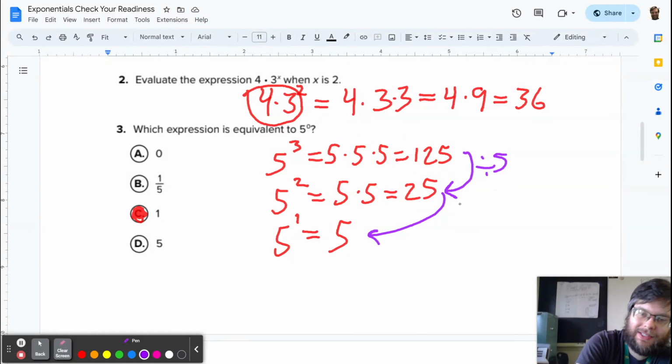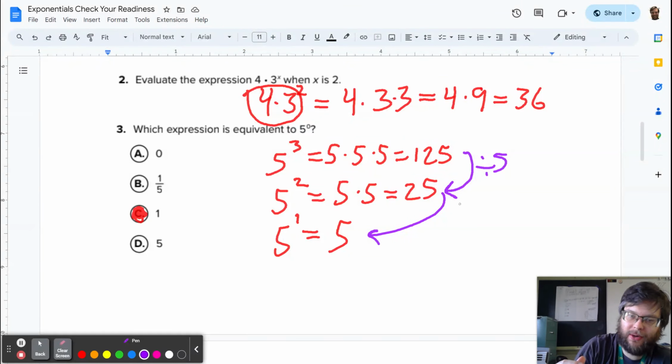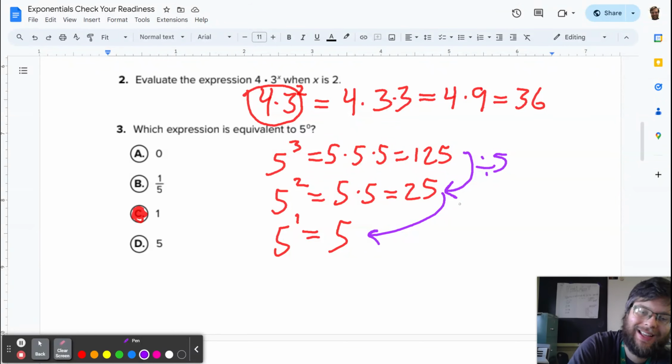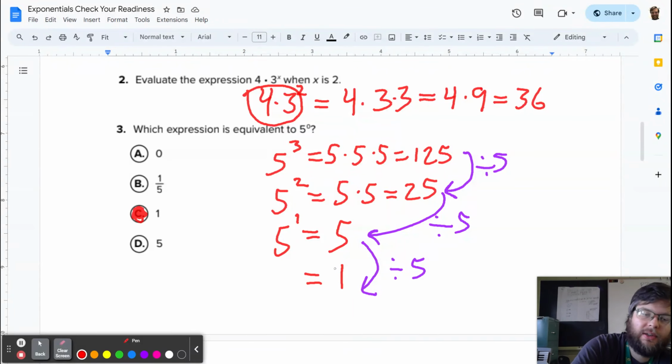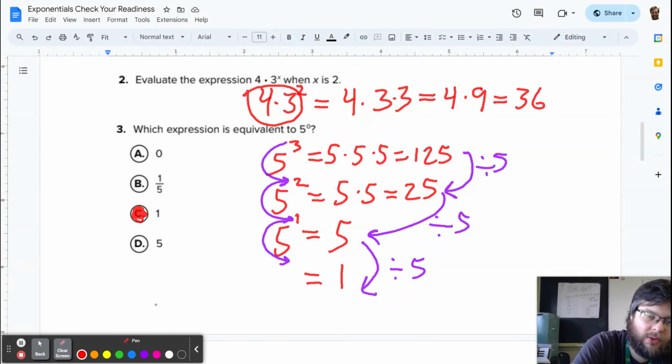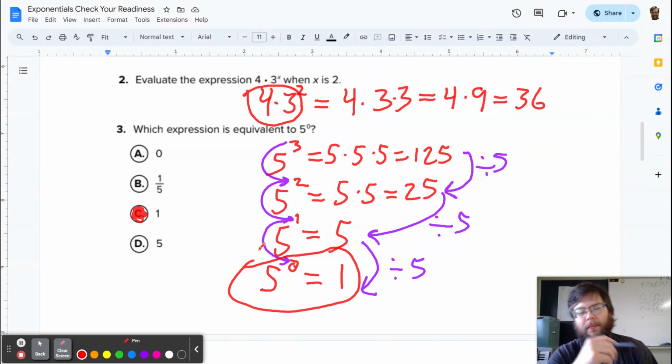This makes sense because I'm going backwards in my powers. I'm going from 3 down to 2 down to 1. Going forwards in your powers multiplies. So going backwards goes the opposite of multiplying, which is dividing. So follow that pattern one more time. What do you get if you do 5 divided by 5? Well, 5 divided by 5 is 1. Follow the pattern on the left-hand side. 3 goes to 2, 2 goes to 1, 1 goes to 0. And you can see why this is true. 5 to the 0 is equal to 1.